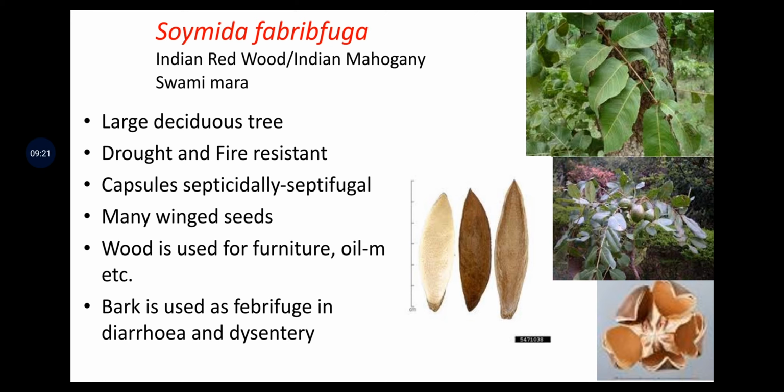Soymida febrifuga, Indian redwood or Indian mahogany. This is also known as Swami mara. This is a large deciduous tree, drought and fire resistant. Capsules septicidally septifragal, many winged seeds. Wood is used in furniture, oil, etc. Then bark is used as febrifuge in diarrhea and dysentery.